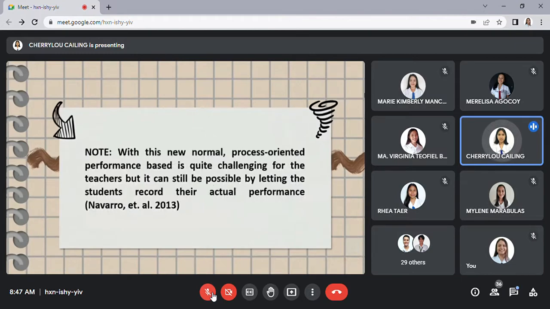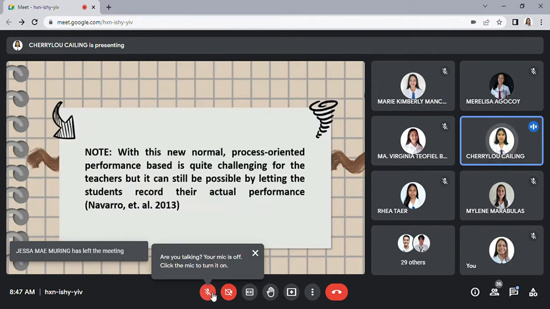Note, according to Navarro et al. 2013, with this new normal, process-oriented performance-based assessment is quite challenging for the teachers, but it can still be possible by letting the students record their actual performance.